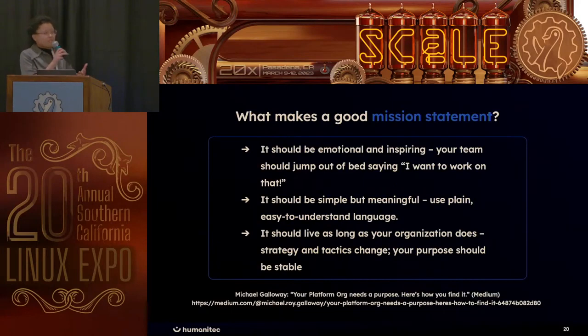So what makes a good mission statement? I really like this framework that was proposed by Michael Galloway. He says that your mission statement should be emotional and inspiring. Your team should jump out of bed and say, I want to work on that. A bit of an exaggeration, but you get where we're going.